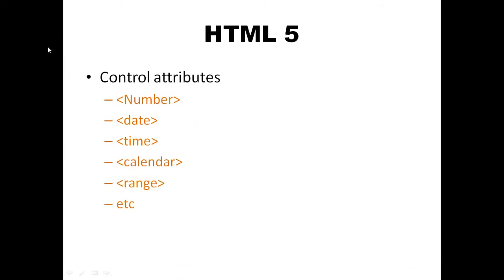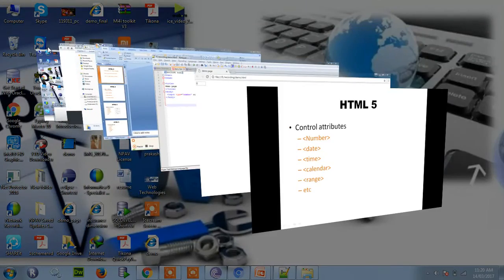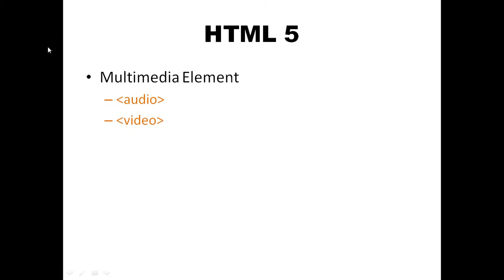Likewise, if we have to use a date in our application, we can use the date control, time control, or calendar control. There is no need to provide extra validation for these controls. Now the multimedia elements. Multimedia elements are used to add audio and video into our web applications. In HTML4, to add audio and video we had to use extra plugins, using the embed tag. But in HTML5 there is no need to add any extra plugins. We just have audio and video tags.